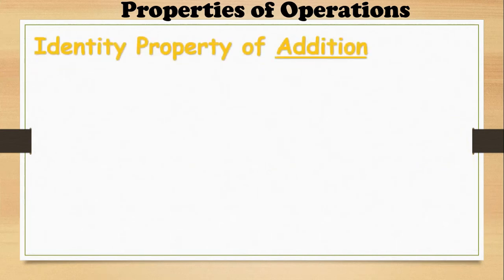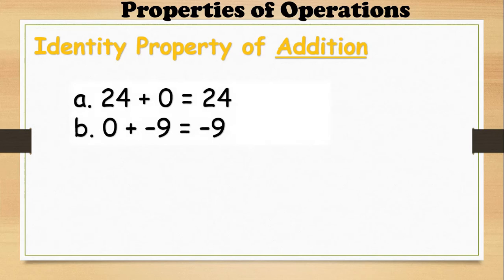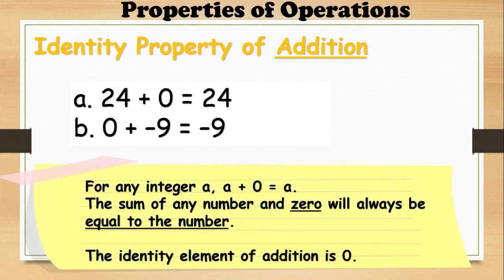Next, we have identity property of addition. So pagmasdan natin mabuti ang example, we have 24 plus 0, ang sagot ay 24. 0 plus negative 9, ang sagot din ay negative 9. So for any integer a plus 0 is equal to a. So the sum of any number and 0 will always be equal to the number. So the identity element of addition is 0. So kaya siya tinawag na identity kasi kung ano yung number na inad mo sa 0, yun pa din ang magiging sagot.